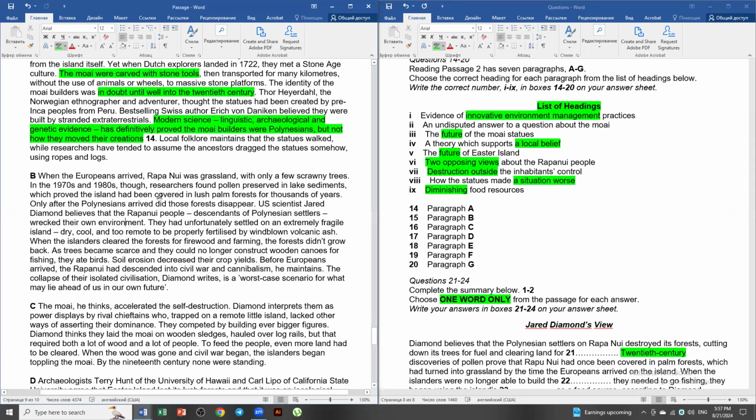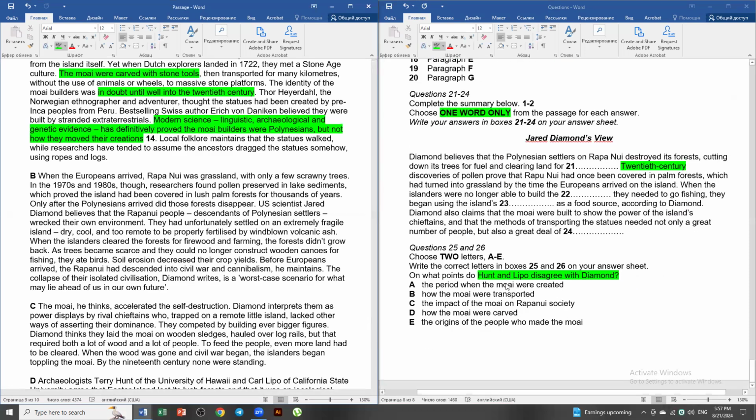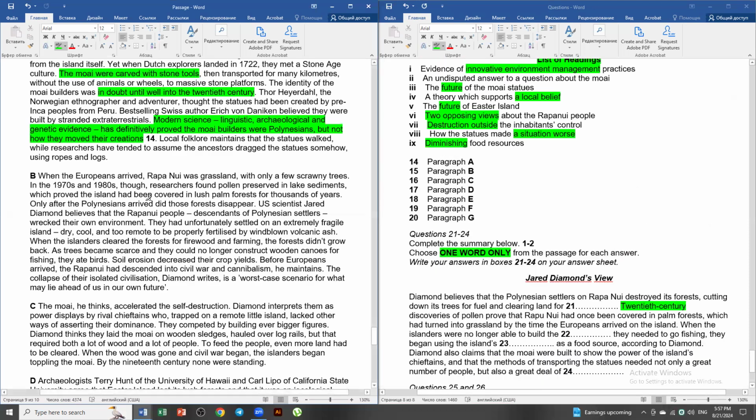When the Europeans arrived, Rapa Nui was grassland with only a few scrawny trees. In the 1970s and 1980s, though, we want to find any names. We don't have any names, okay? So in the 1970s and 1980s, researchers found pollen preserved in lake sediments, which proved the island had been covered in lush palm forests for thousands of years.